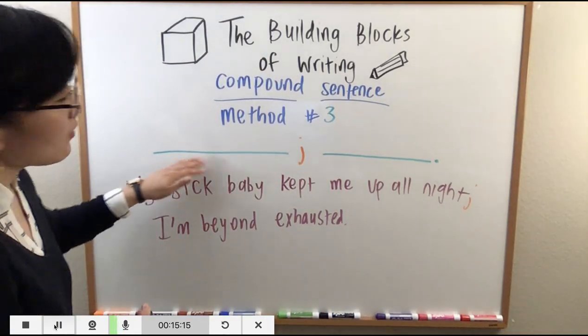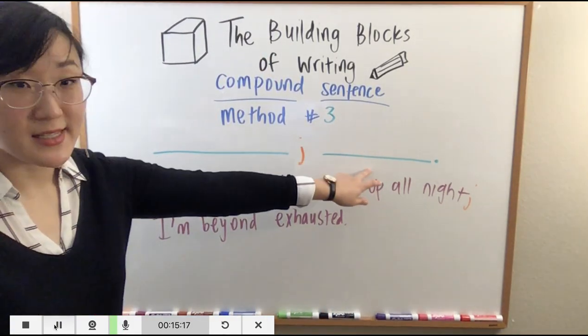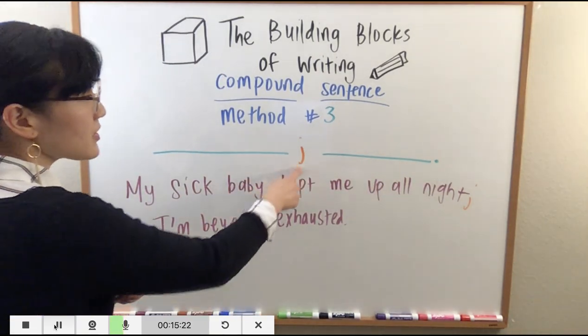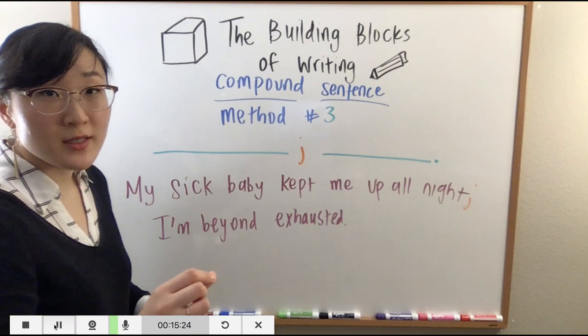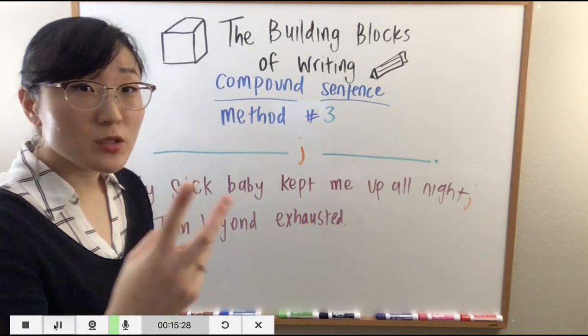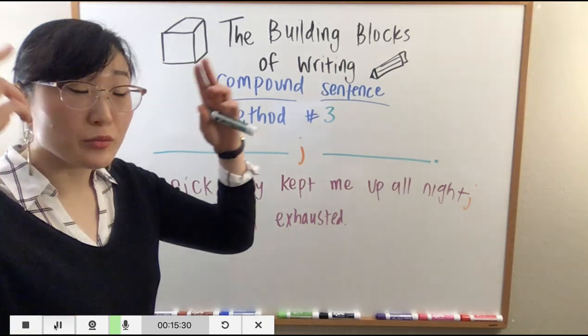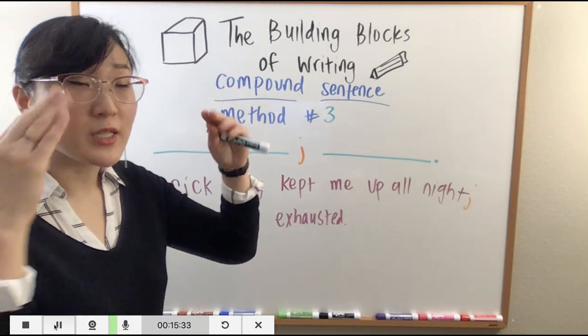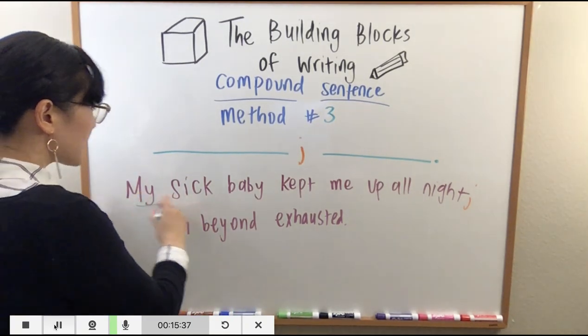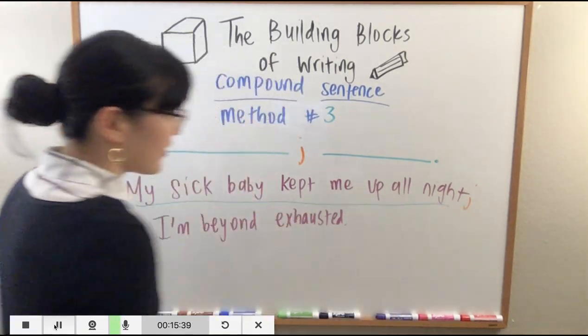Now here, one sentence, semicolon, second sentence, and one punctuation at the end, okay? Now, the purpose for commas and semicolons are one, to show that there's a connection between the two sentences, right? And two, for the reader to kind of take a break, to register the information, take a little pause before they continue. So, sentence number one, my sick baby kept me up all night.